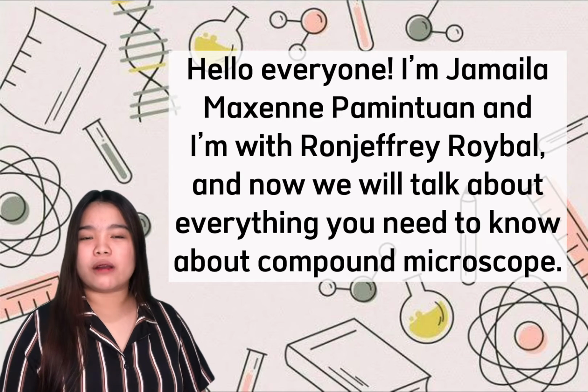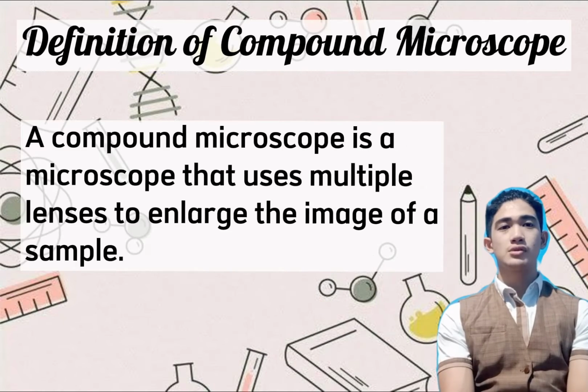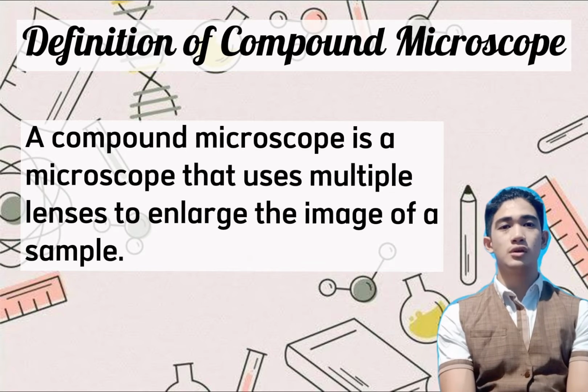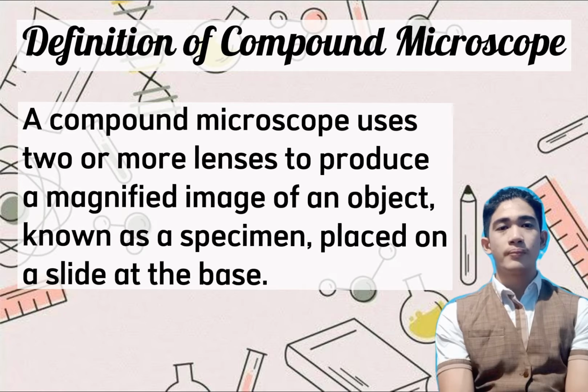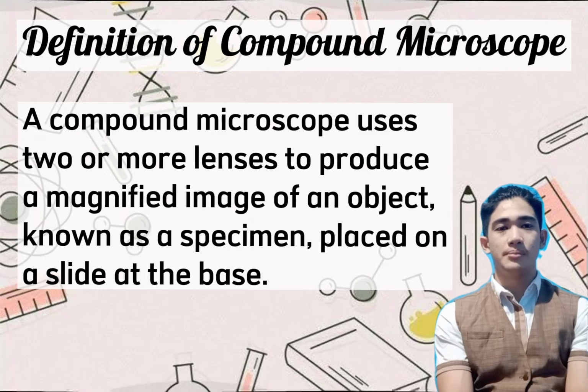Now we will talk about everything you need to know about the compound microscope. A compound microscope is a microscope that uses multiple lenses to enlarge the image of a sample. Compound microscopes usually include exchangeable objective lenses with different magnifications, mounted on a turret. To adjust the magnification, a compound microscope uses two or more lenses to produce a magnified image of an object, known as a specimen, placed on a slide at the base.